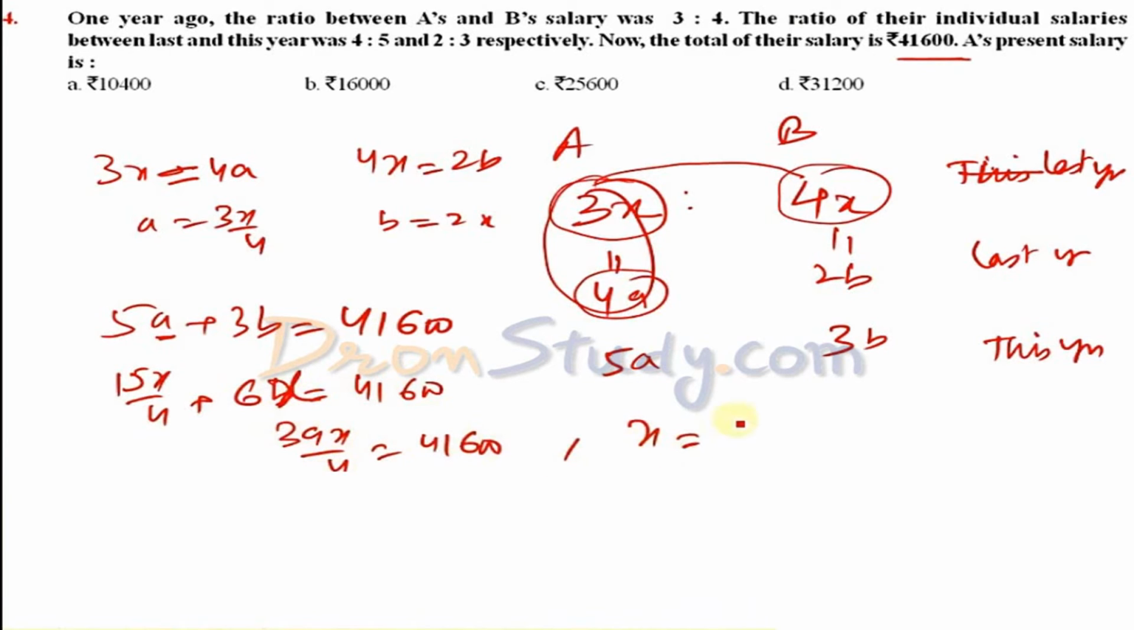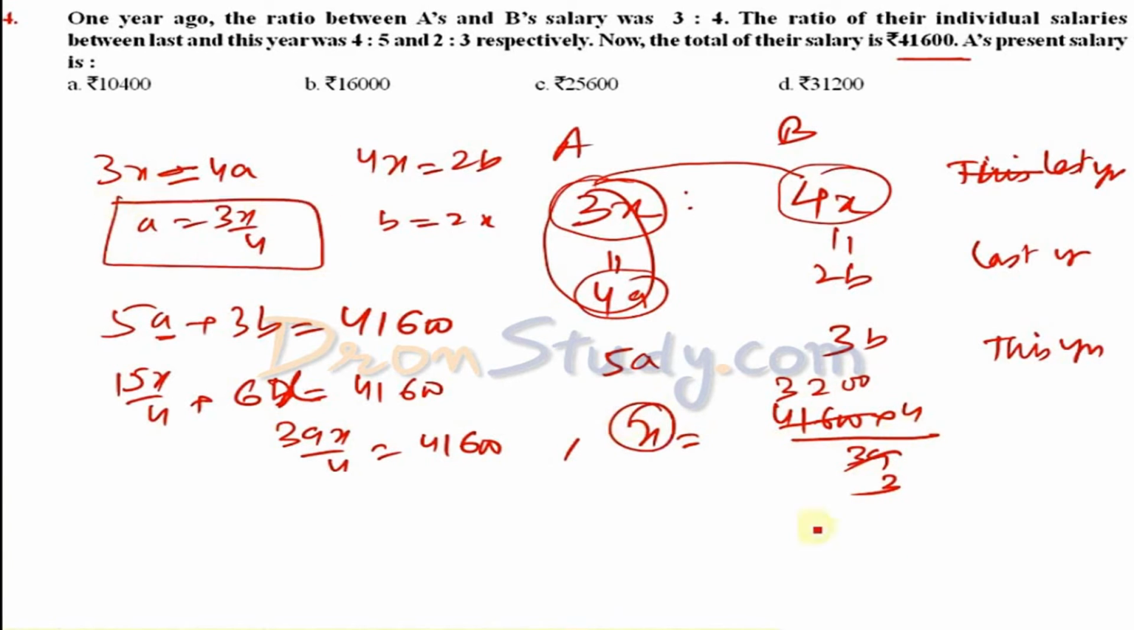So x would be 41,600 into 4 by 39. It is cancelled by 13. So it would be 3200. Right, this is the value of x. Now the value of a, if we put the value of x in this, a would be 3 into x, 3200 into 3 upon 4. 4 cancel, 3 cancel. So the value of a is 2400.